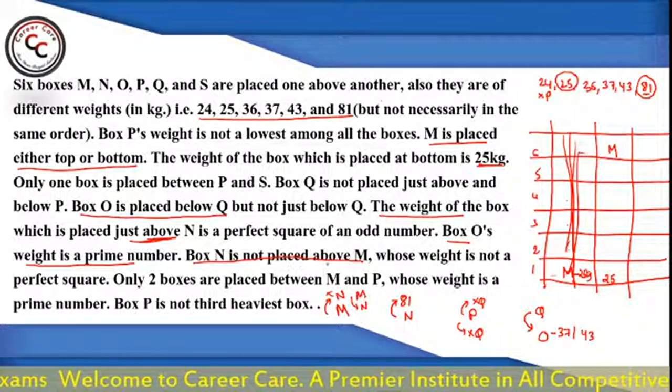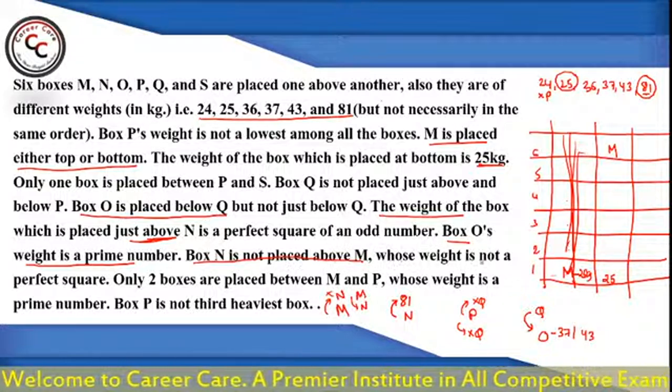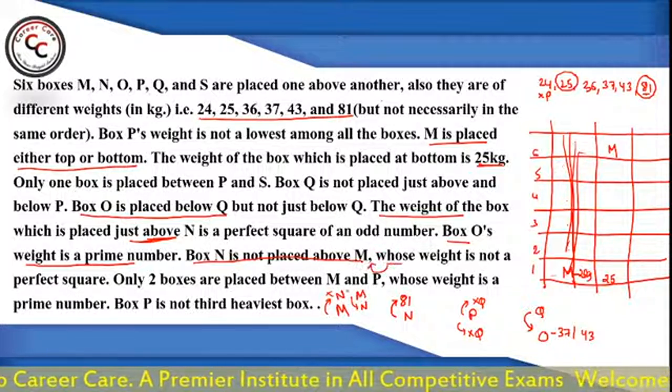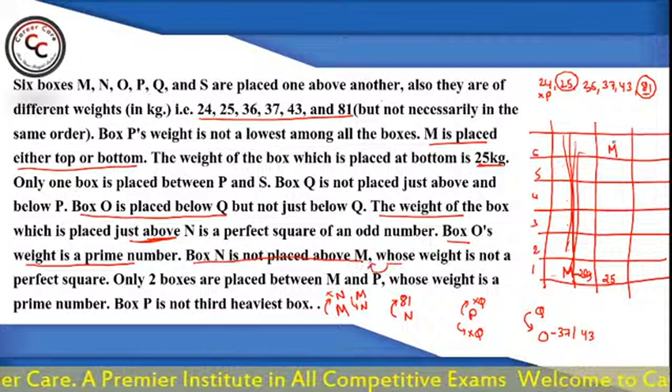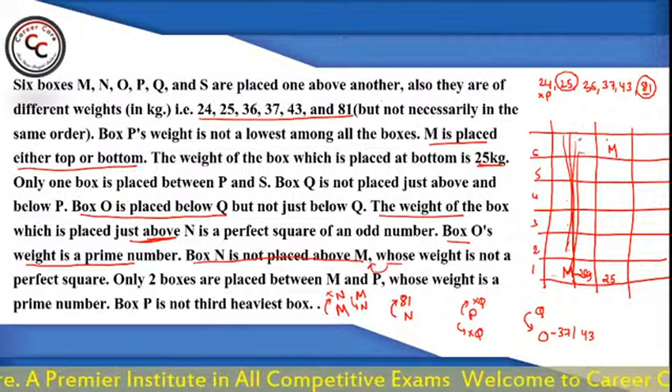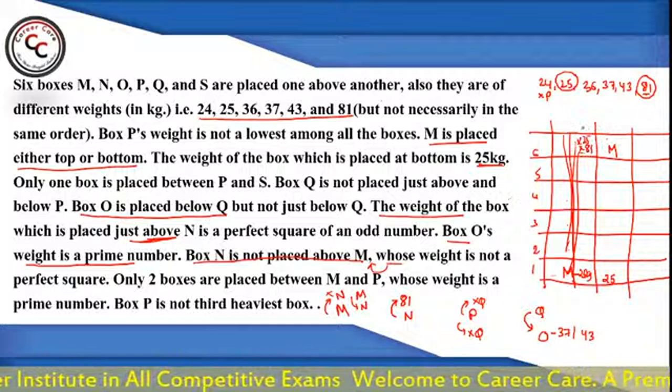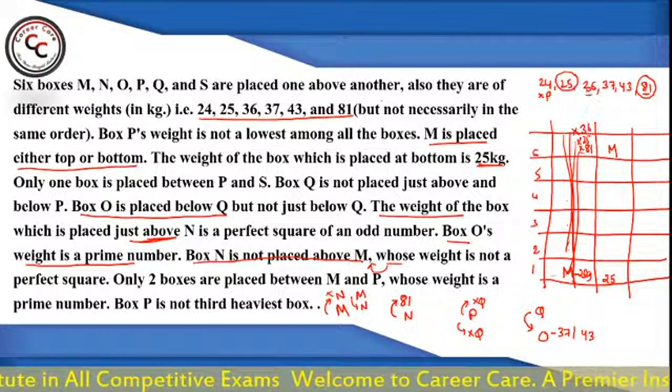Box N is not placed above M, whose weight is not a perfect square. So whose weight is not a perfect square? M's weight is not a perfect square. So M is not 25, M is not 81 also. Simple. M is not 25, M is not 81. And M is not 36 also. Why? Because 36 is also a perfect square. Simple.